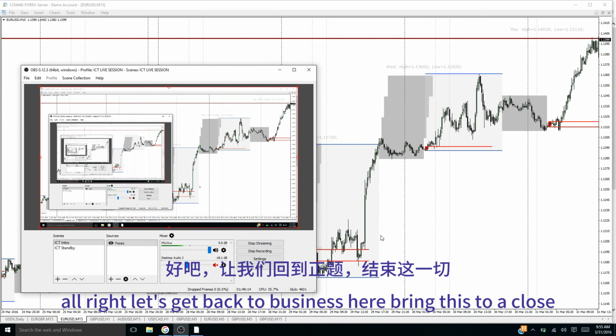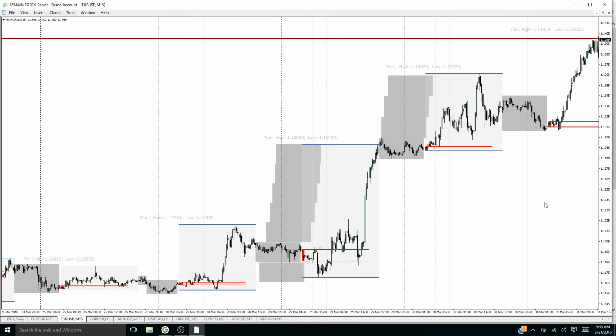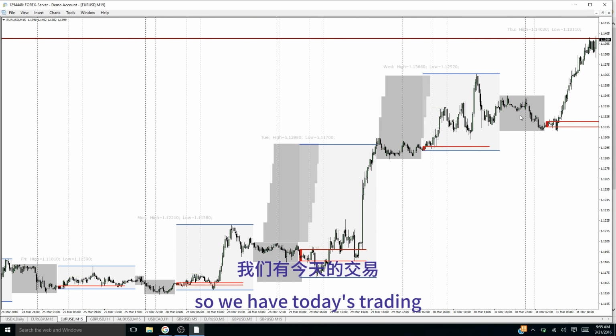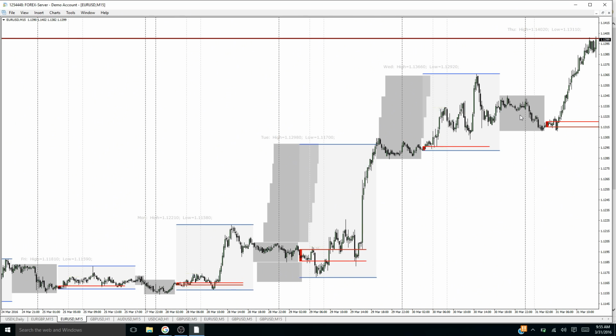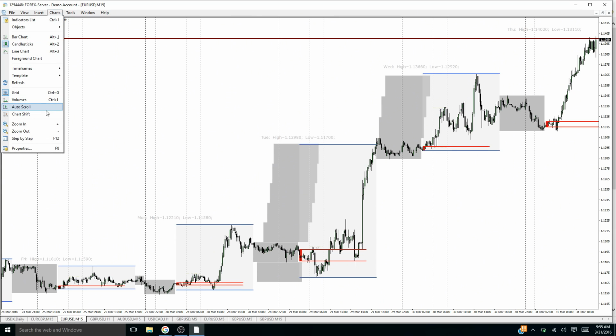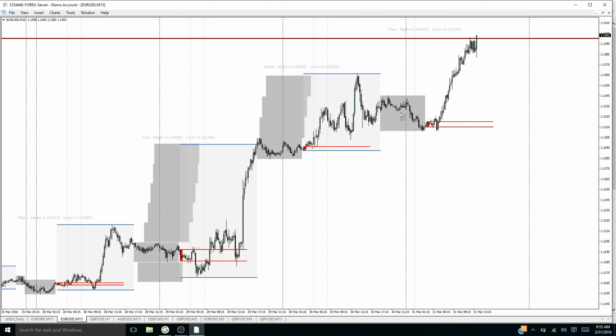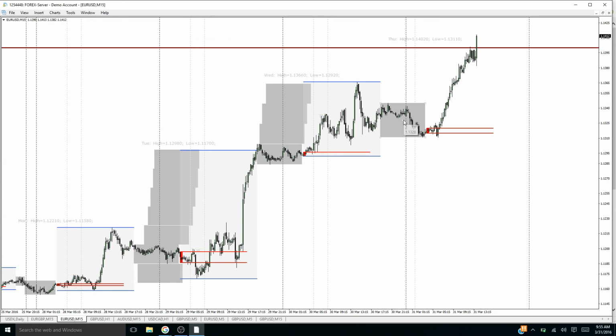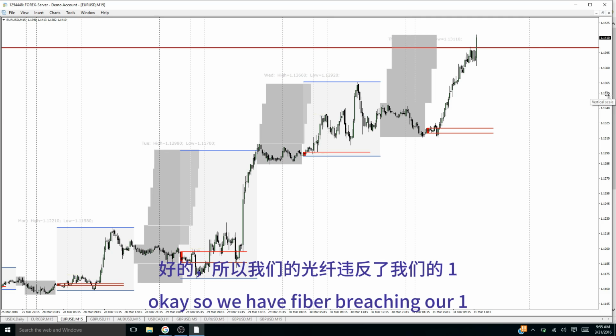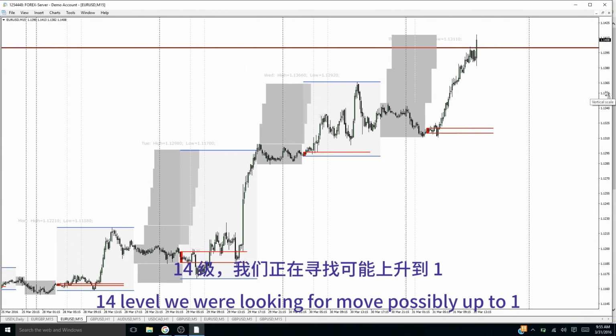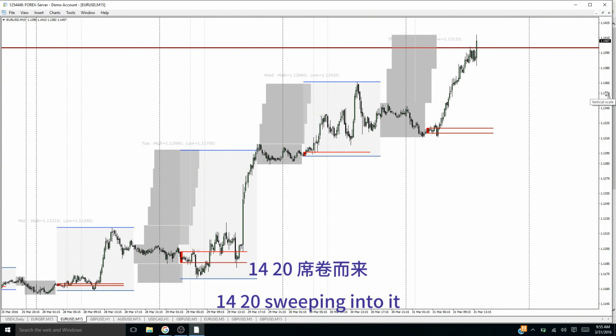All right, let's get back to business here. Bring this to a close. So we have today's trading. Squish this over a little bit. Okay, so we have Fiber breaching our 114 level. We were looking for a move possibly up to 114.20, sweeping into it.